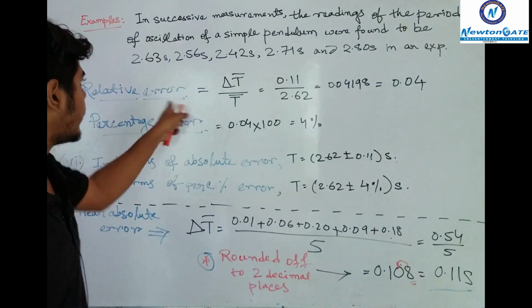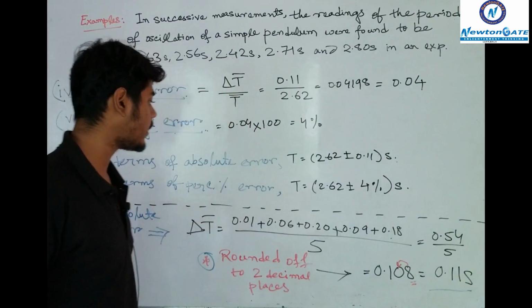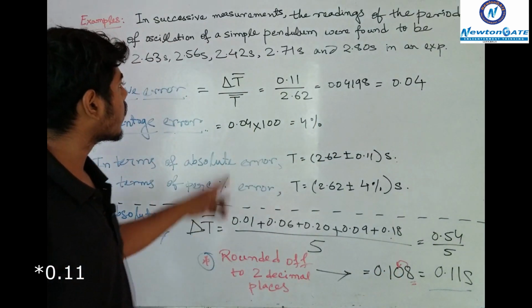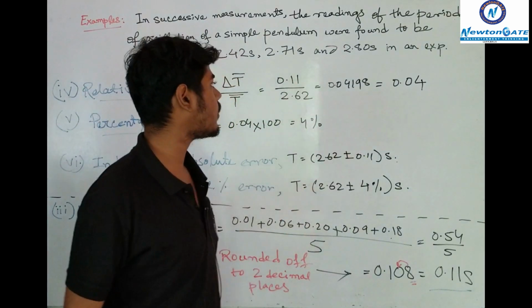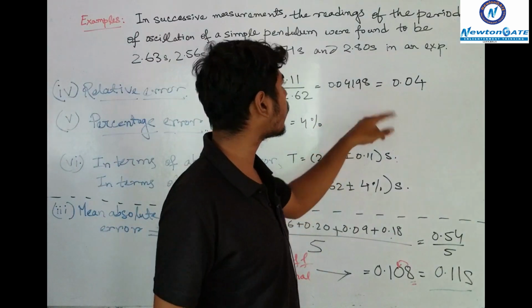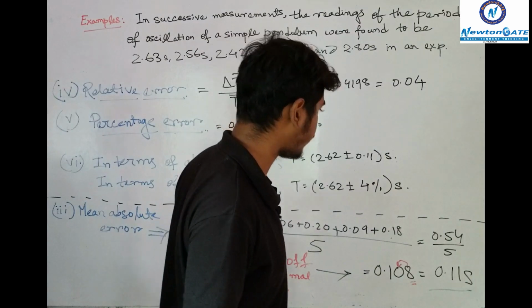Next calculation is relative error, which equals delta T bar divided by T bar. The delta T bar is 0.11, which we have already found, and T bar was 2.62, the arithmetic mean. So 0.11 divided by 2.62, we get 0.04198, and we again round it off to 2 decimal places, we get 0.04.